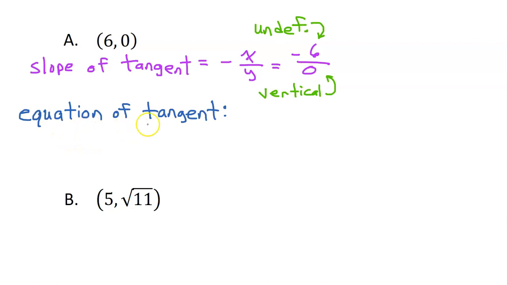So what about the equation of this vertical tangent line? A vertical line always has the equation x equals some number. We can tell what the number will be because we have the x value of 6 at the point of tangency. So that means the equation of the vertical tangent line must be x equals 6.